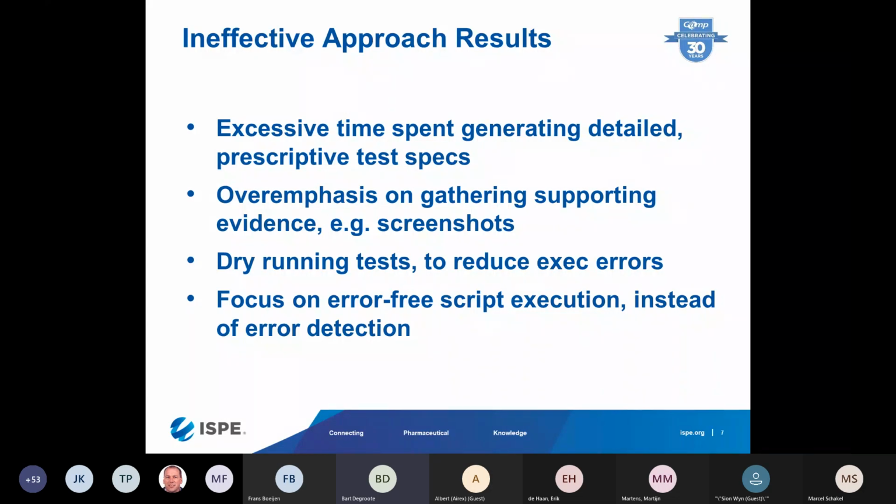But today, with a lot of tools that you can find online, you can change those screenshots you have taken. So I think in the future, a screenshot will lose a part of its evidence. It will be harder to show with a screenshot that you finalized what you want to do. Also, you do a lot of dry running just to test your test script and to reduce execution errors, also to reduce the amount of tester errors. And because of this, we really focus on an error-free script execution. And instead of that, we should focus on finding the errors in the features of the application. I think that's very important we have to do.